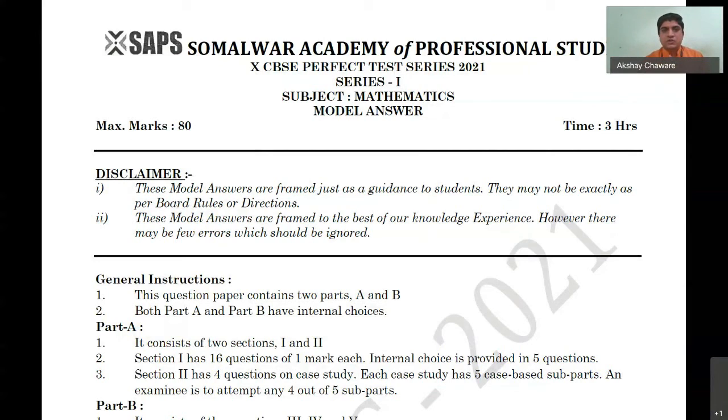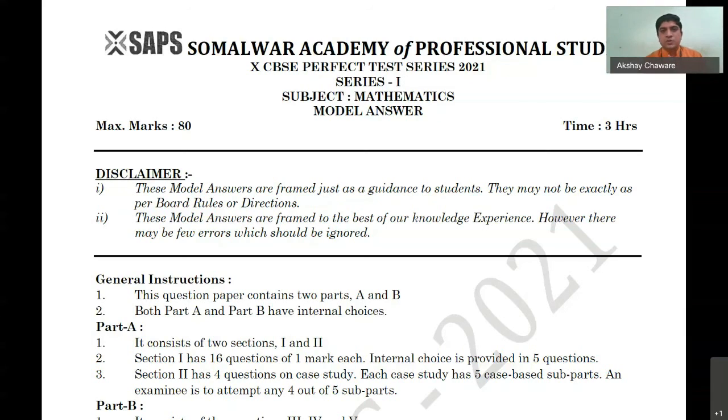Here we are to discuss the model answers for the mathematics paper, series 1. These model answers are framed just as guidance to students. They may not be exactly as per the board rules or directions, and they are framed to the best of our knowledge and experience. However, there may be a few errors, which should be ignored.